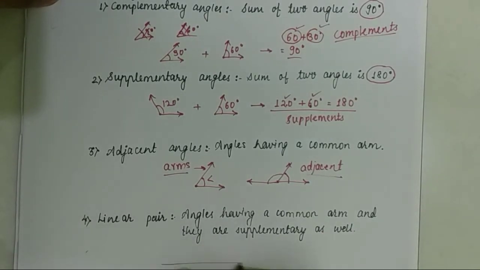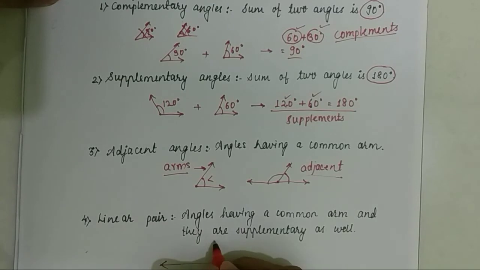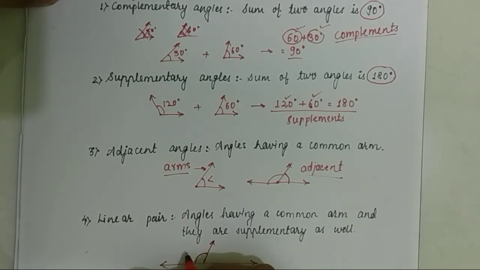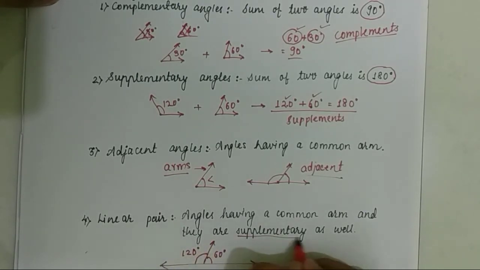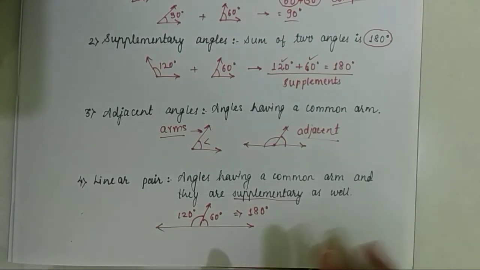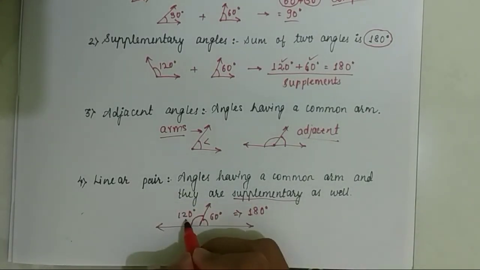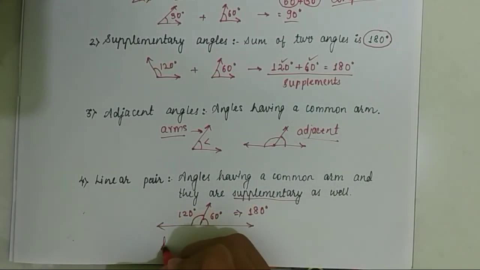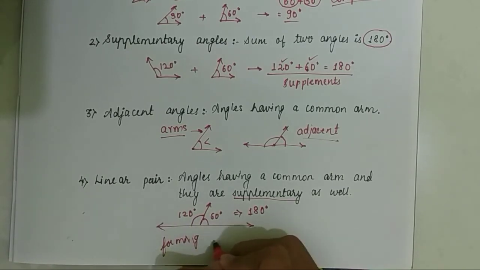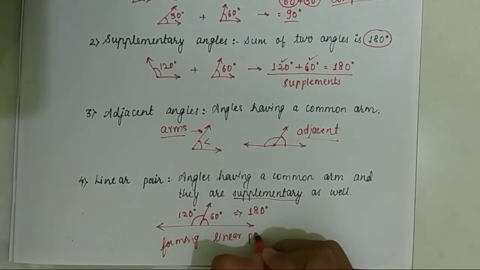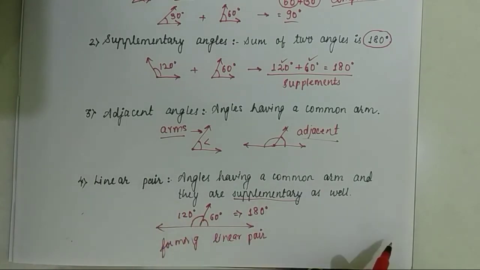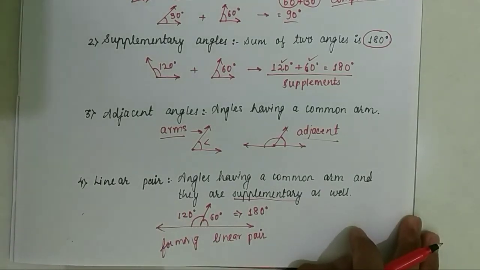Two angles having a common arm, same as adjacent angles, but their sum should be equal to 180 degree, because they are supplementary. Therefore they are called linear pair. So 120 and 60 are forming a linear pair. Okay, so this is called linear pair. Understood?